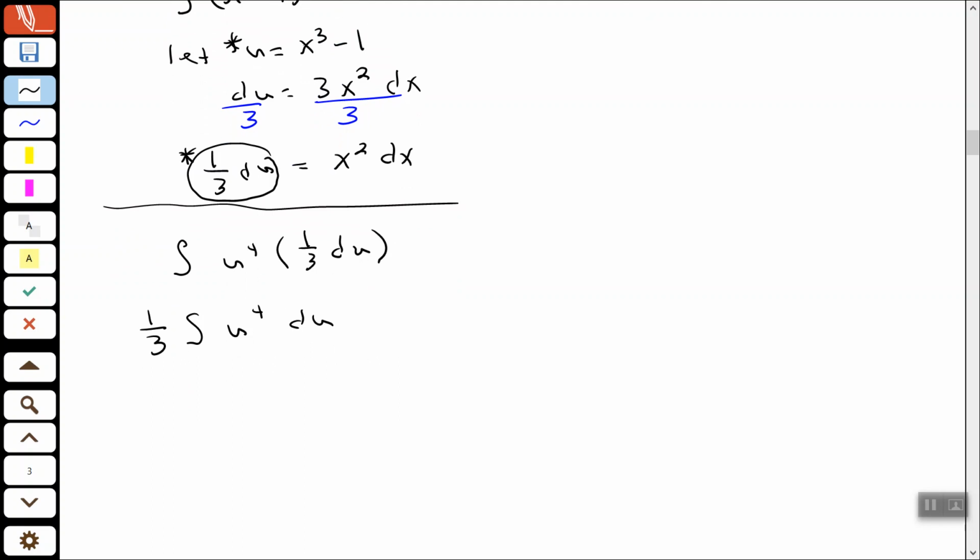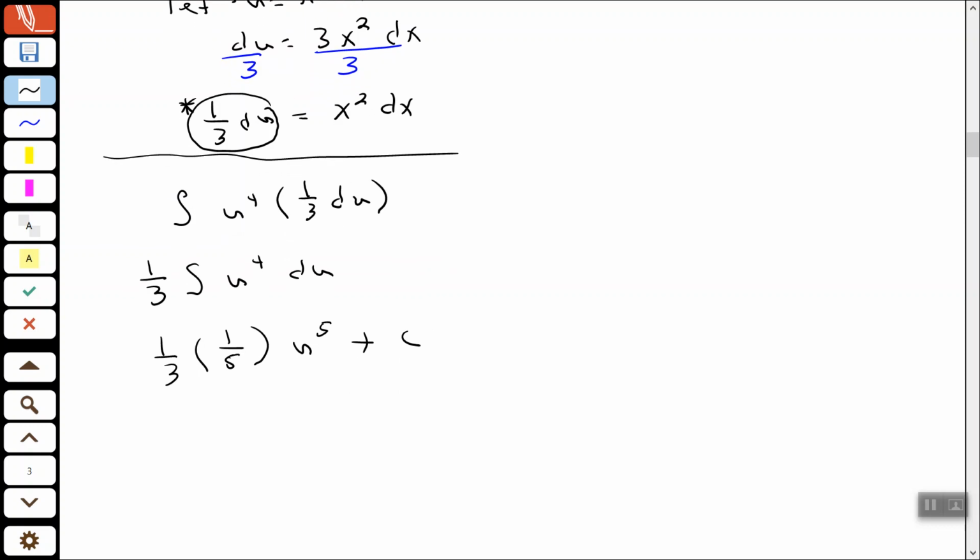Now we add 1 and divide, so that'll be u to the fifth divided by 5. So dividing by 5 is the same thing as multiplying by 1/5. Okay, so we end up with 1/15 u to the fifth plus c.